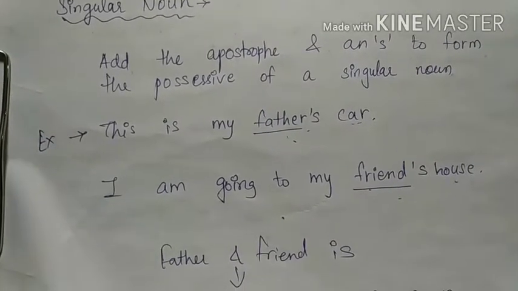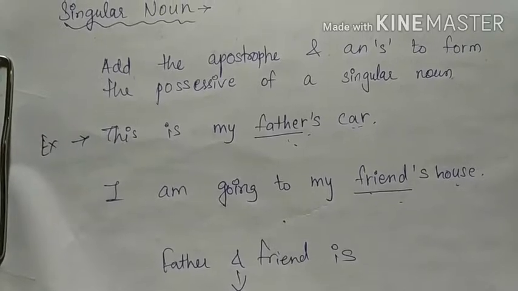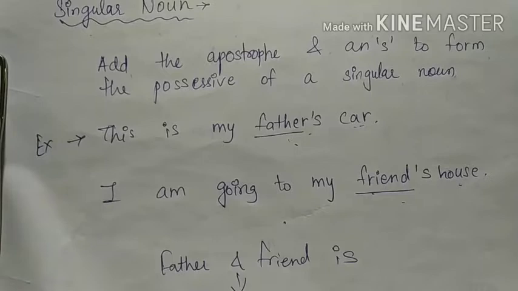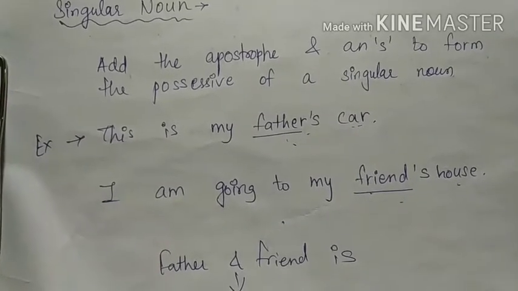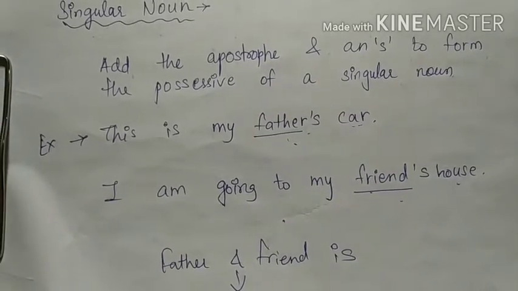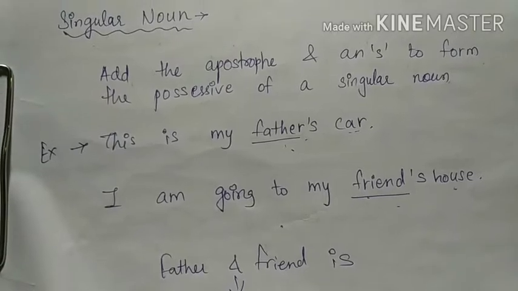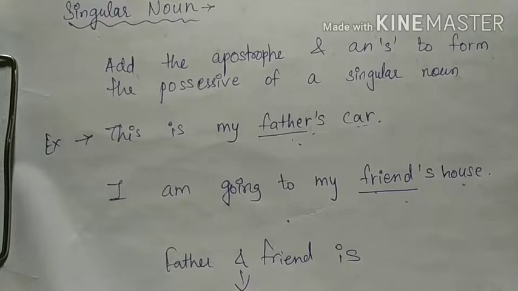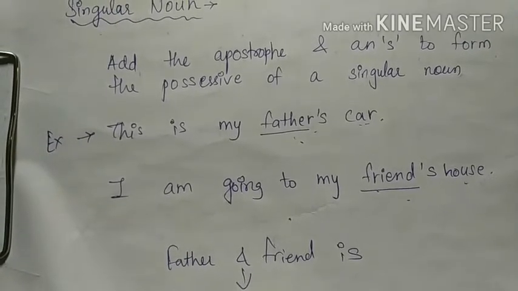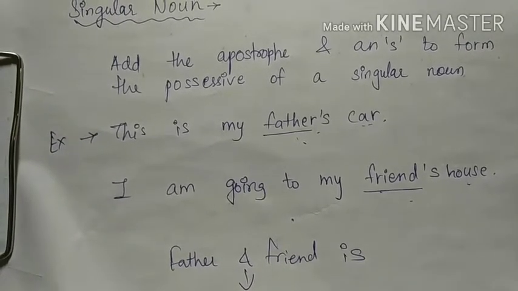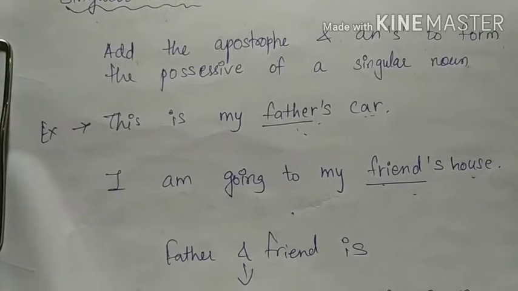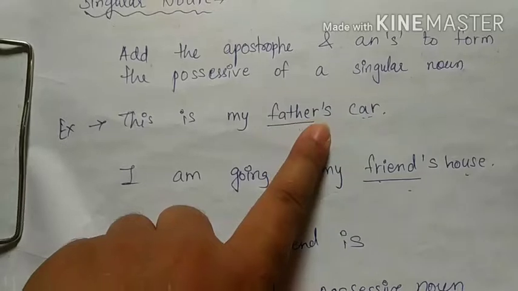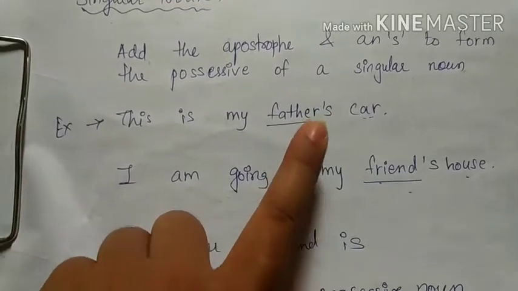Add the apostrophe and an S to form the possessive of a singular noun. For example, this is my father's car. In this sentence, the car belongs to the father. So we had written, this is my father's car. We put S to show possession, that this is my father's car.